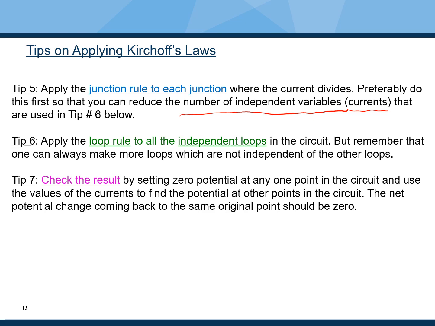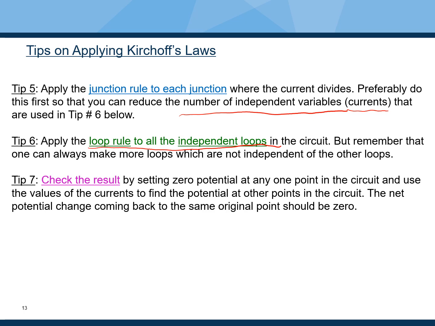These days, you can, of course, dump that into your calculator and ask the calculator to invert for you, but you will still need to be very sophisticated in how you set up the linear equations and set them up correctly so that the calculator can solve it for you. So if you're applying a loop rule, do not apply it to all the loops in the circuit. Apply it only to the number of independent loops in the circuit. And remember that you can always have more loops than you have independent loops, so choose your independent loops wisely.